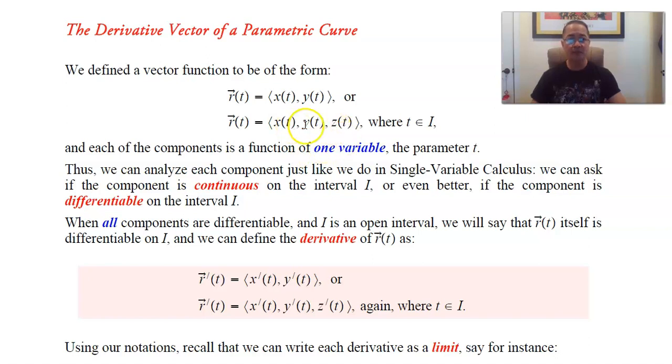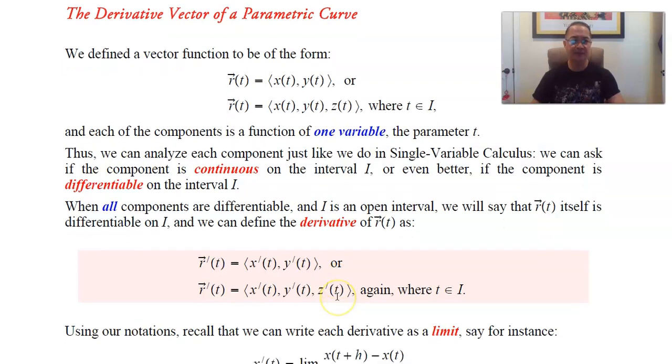If we look at all 2 or 3 components and we recognize them to be differentiable functions, then wonderful. We can define the derivative r prime of t of our r of t as simply another vector function made of the derivatives of the 3 components. So you just assemble x prime, y prime, and z prime into another vector function. That should sound familiar. We start with a function f of x in calculus, and then we create another function f prime of x from f of x.